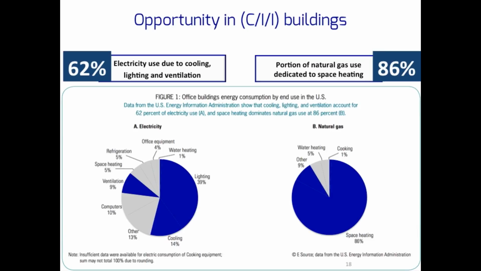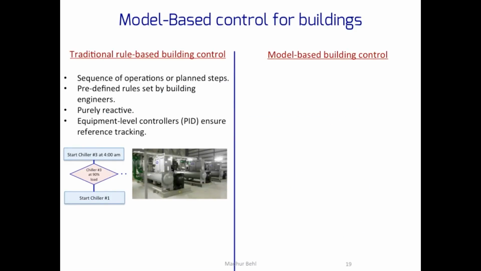So that was partly the reason which led to exploring the area of model-based control for building design as an alternate to traditional rule-based control. Traditionally, buildings were set up to follow a sequence of operations which were predetermined by a building's energy manager based on historical data or the experience of the building itself. A sequence something like this, in which the rule says that at 4 in the morning you start one of the chillers, and as soon as the chiller reaches 90% load, you bring another chiller online.